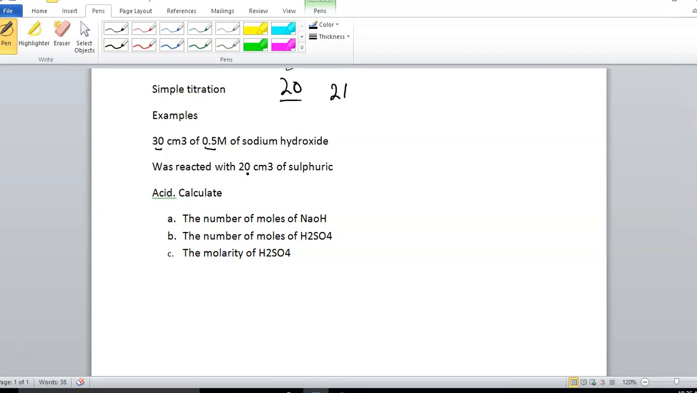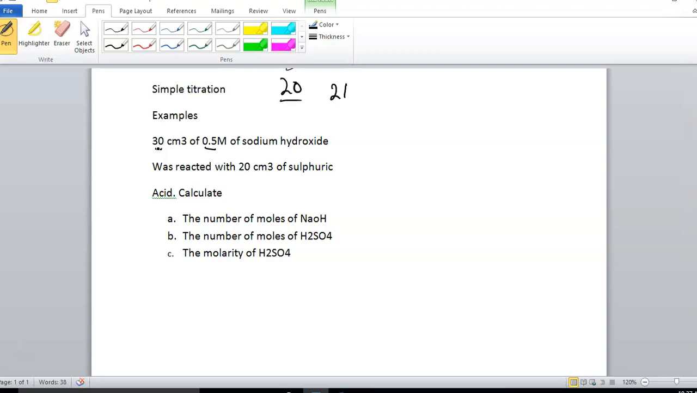That's the question. If the two solutions are the same, like sodium hydroxide, and the solution is diluted, we could use the dilution formula. But if the two solutions are different, this is simple titration. So how do you find the molarity of the sulfuric acid in this case?